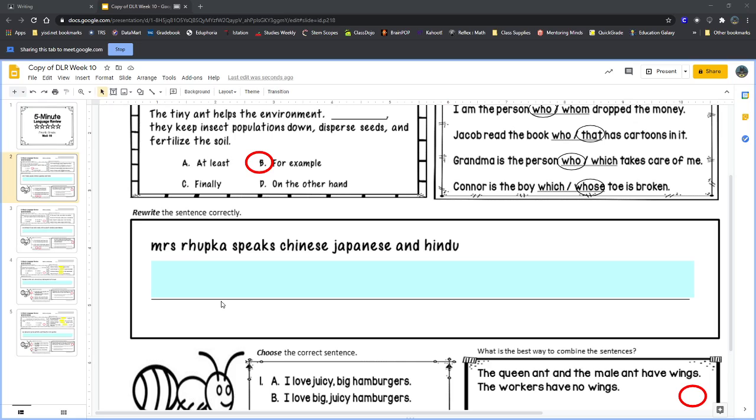Very good. They gave us a list. 3 different languages that Mrs. Rupka speaks. Chinese is one. Japanese is another. Hindu is another. So we need to make sure that we separate those languages with commas. So between Chinese and between Japanese and the word and. Jadine.